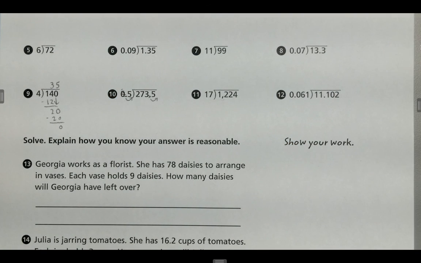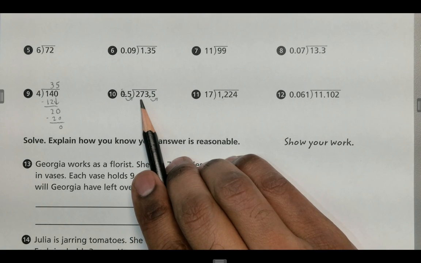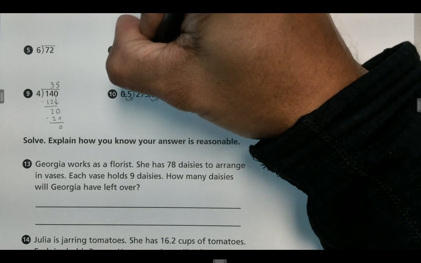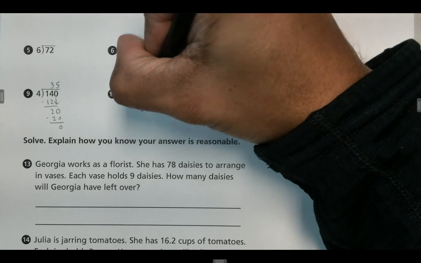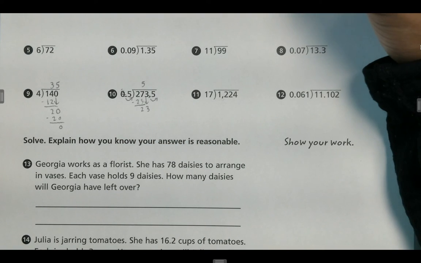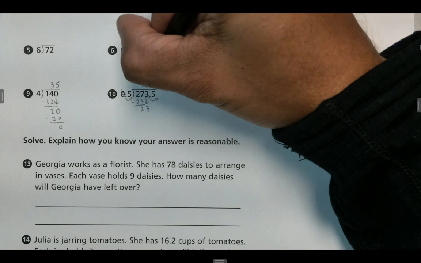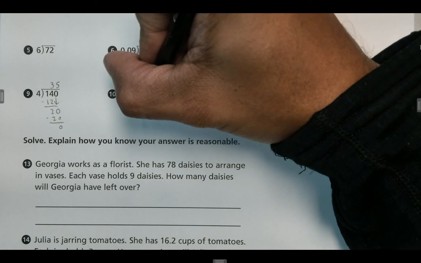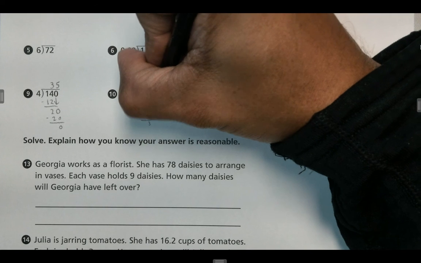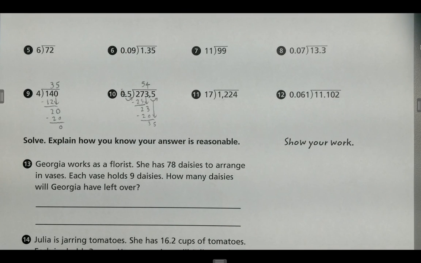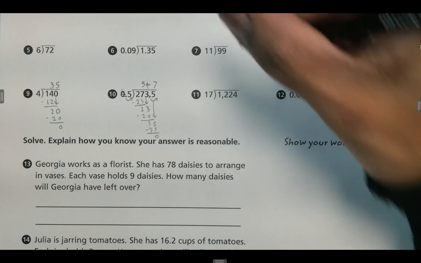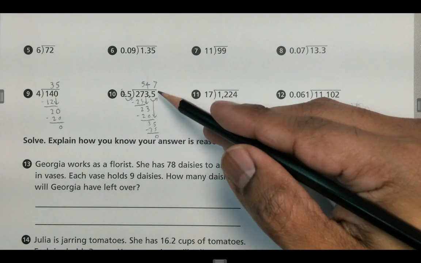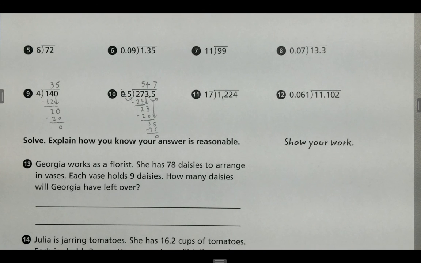And proceed. Let's find how many times 5 goes into 27. 5 times. Multiply that out. 5 times 5 is 25. Subtract. Bring down. Let's find how many times 5 goes into 23. 4 times. Multiply that out. Subtract. Bring down. Let's find how many times 5 goes into 35. 7. Multiply. Subtract. Nothing left to bring down, nothing left over. We have our answer.